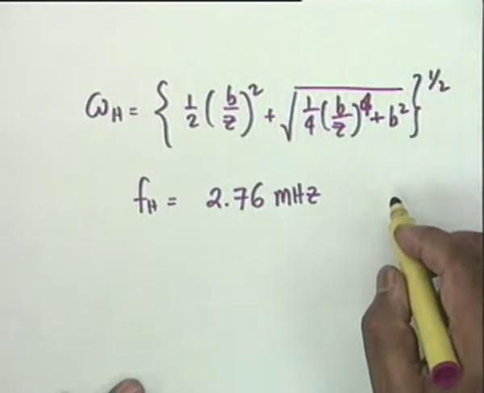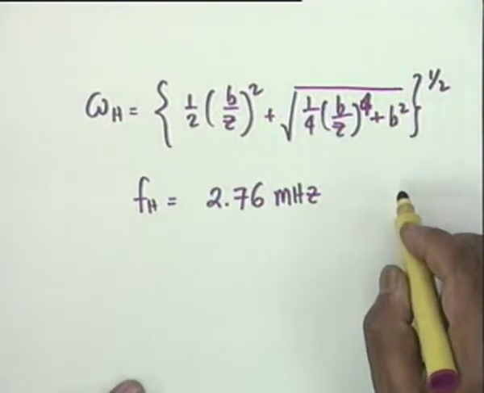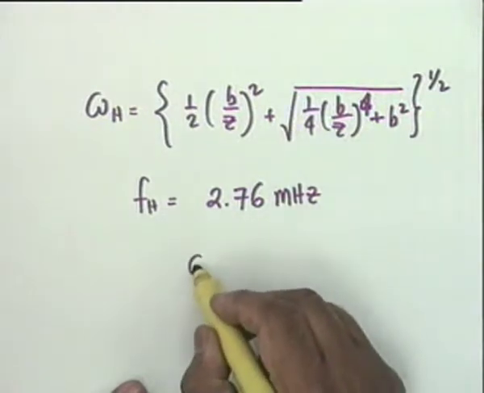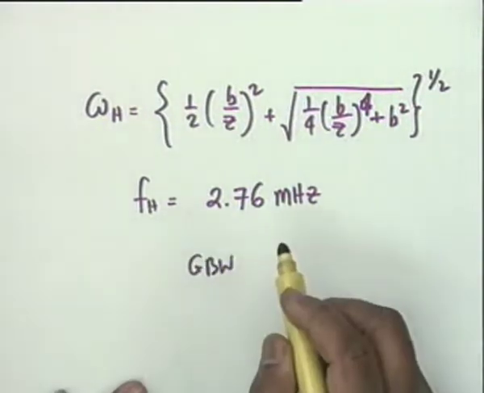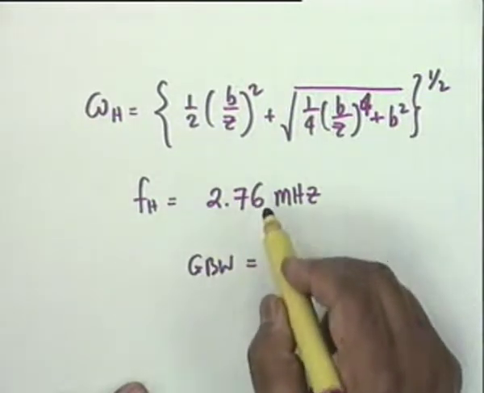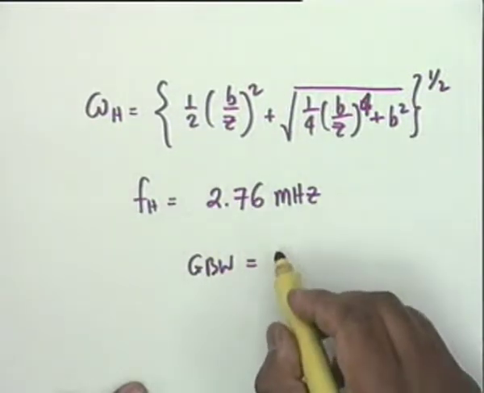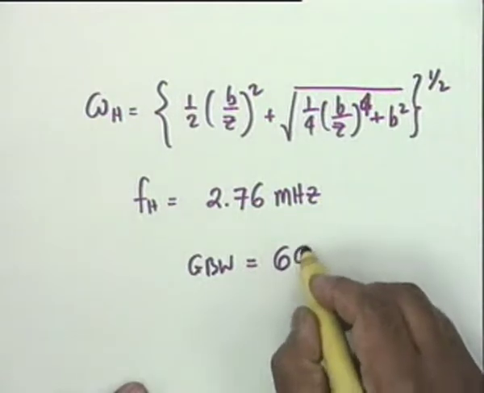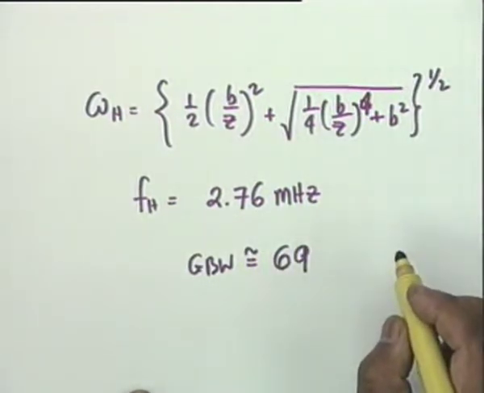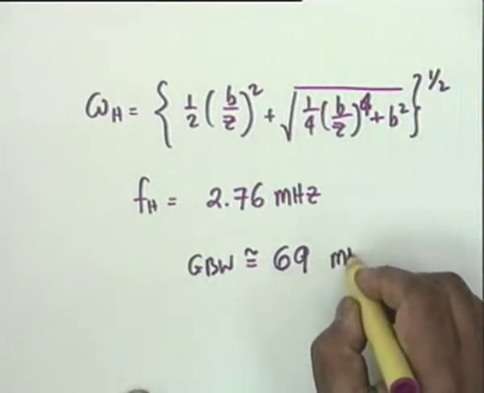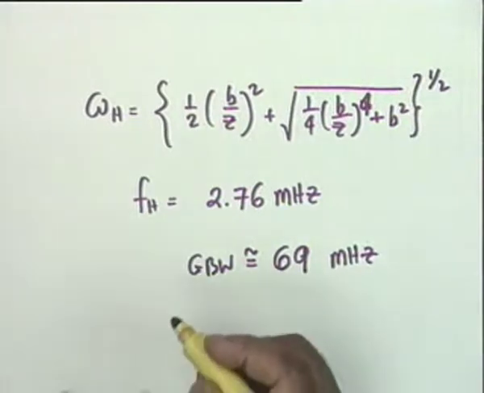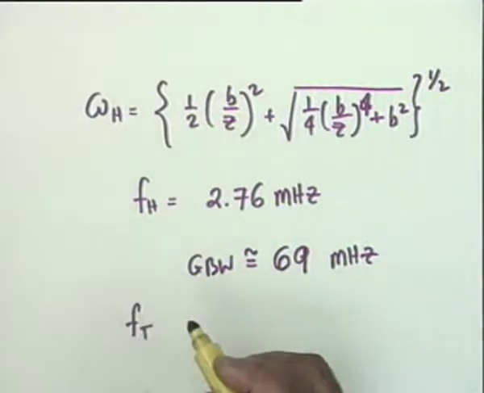Our gain was 25. Our gain was 25, mid-band gain. So the GBW, gain bandwidth product, that we have achieved is 25 multiplied by this, which comes as 69. What would be the unit? Megahertz. 69 megahertz. Compare this with FT.